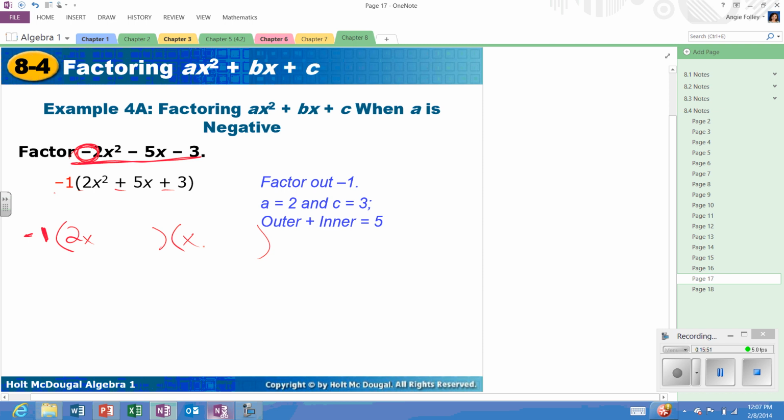So I'm going to do 2x and x, and then my options for 3 are just 3 and 1. And I know if I need to make 5, I'm going to do 3 and 1 because both have to be positive. I'm not going to put the 3 over here. So your answer is negative 1 times 2x plus 3 times x plus 1.